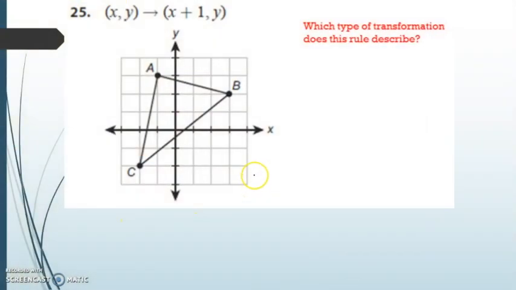Okay, which type of transformation does this rule describe? This is a translation, because it is simply adding a 1 to the x value, and so all that's going to do is move every point to the right 1 space. And the y values stay the same, so it doesn't shift anywhere up or down.